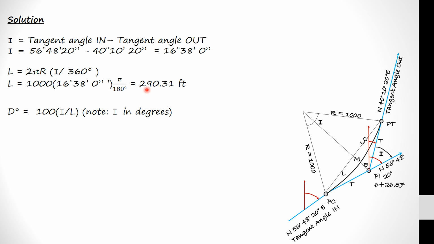So the degree of curve is 100 times the intersection angle over L. So we figured out the intersection angle is 16 degrees, 38 minutes, and the length of the curve is 290.31 feet. Plug it into the equation and we get the degree of curve as 5 degrees and 43 minutes and 46 seconds.